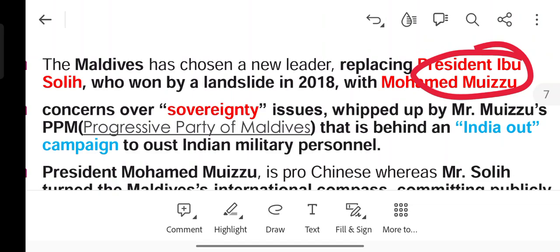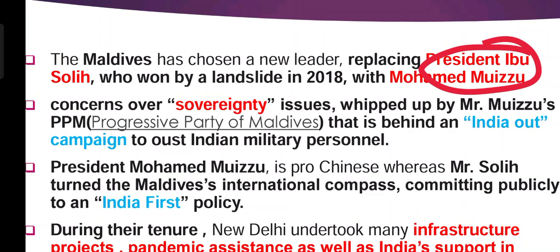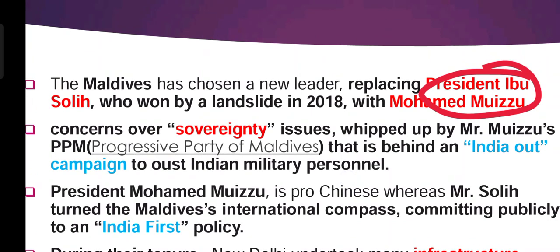In fact, within this period, we had many infrastructure projects, trade incentives, economic cooperation, and many more things. But with the coming of the present president, Muhammad Muizzu, there may be disturbances between India and Maldives relations, specifically because Muhammad Muizzu has close linkages with China. That is the point, because when the India Out campaign was running in Maldives, the president, Mohammad Muizzu, did have the support of this campaign.